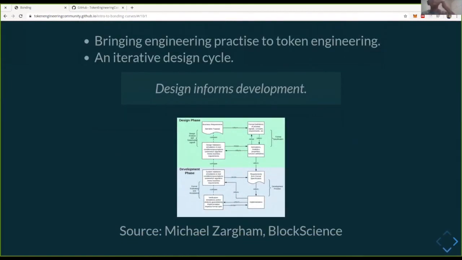So more and more, basic engineering practice is being brought to token engineering. And this introduces a more iterative design cycle, where you have your implementation, you can then have a carbon copy model of it. You can simulate the behaviors of your model and try and inform the design and implementation in the real world with different actors, whether it's different users or mechanisms or other systems that you're integrating with.